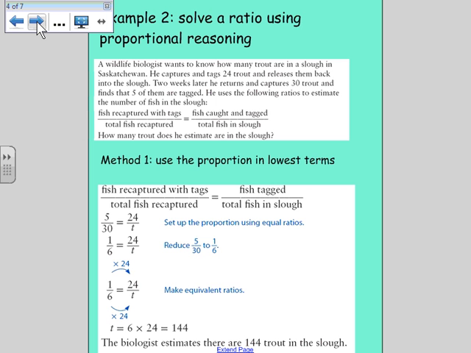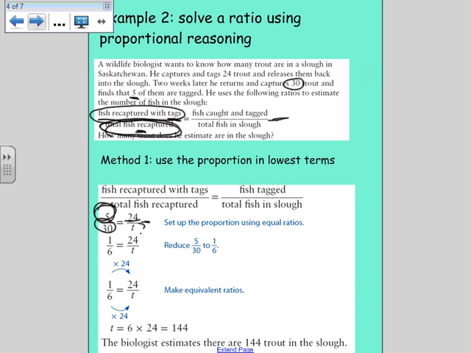So we know this. Fish recaptured with tags were 5. So we're going to put 5 right here. 5 over total fish recaptured. Not captured, total, but total recaptured, which would be 30. So 5 over 30 equals, on the top, fish caught and tagged the very first time. So total fish caught and tagged is 24. So we write 24 there. This is your big unknown, the question mark right there.